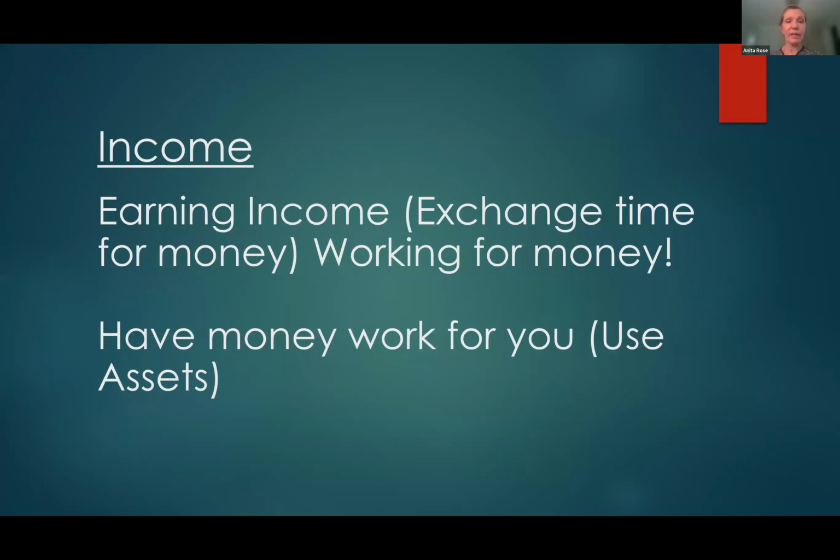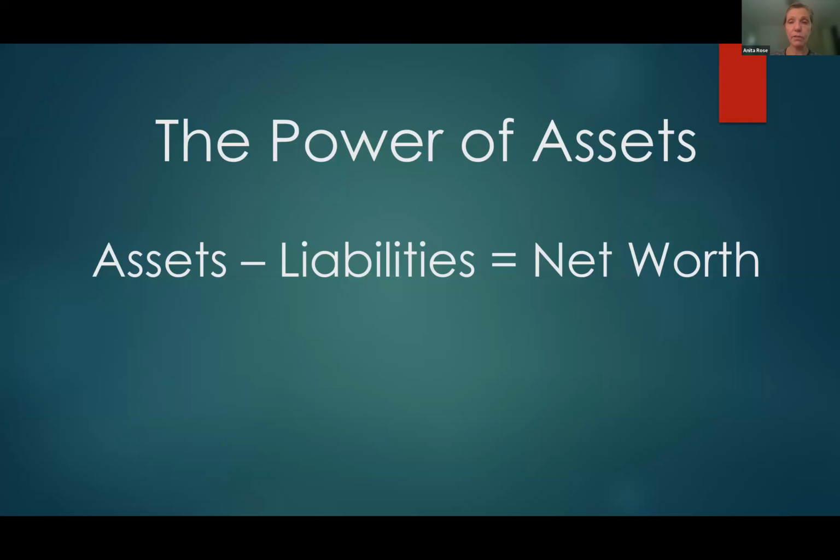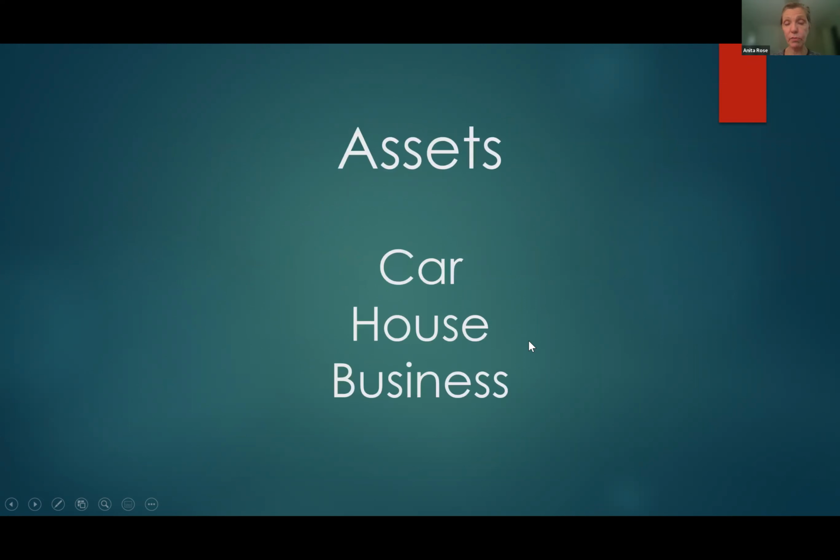So here, as I had mentioned before, when we're earning income, you're exchanging your time for money, right? So what is that? You're working for money by exchanging time for money. You're working on maybe an hourly pay scale, exchanging time for money. You're working for money as opposed to having money work for you using your assets. So here, the power of assets, again: assets minus liabilities equals your net worth. And that's a focus that you want to pay good, close attention to.